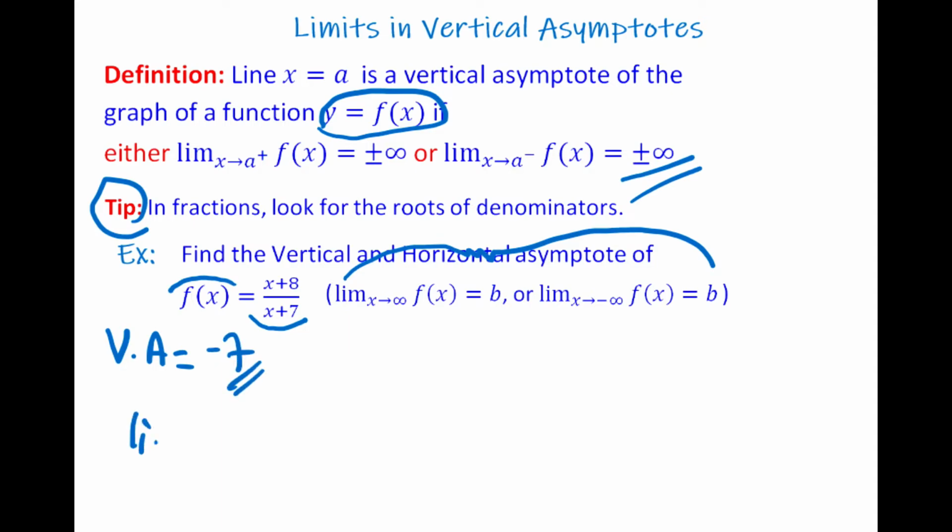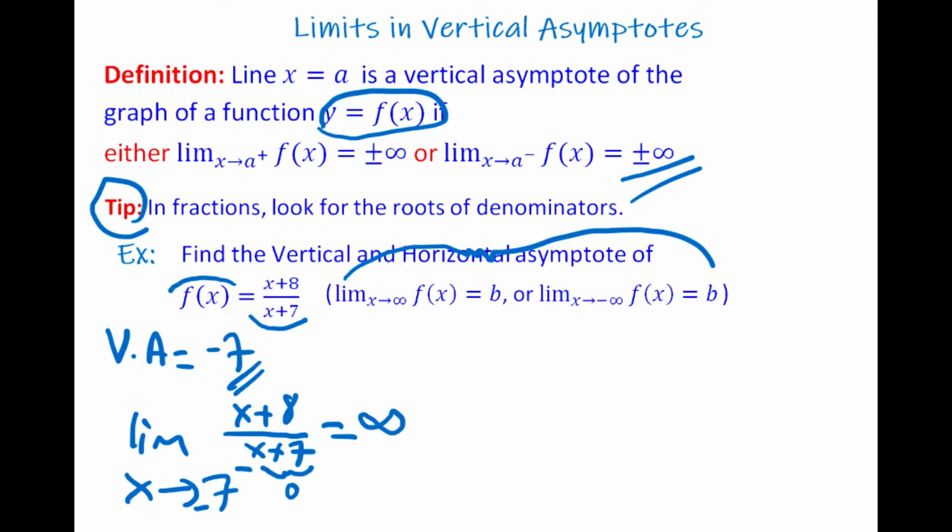Why? Because the limit when x goes to negative 7 from the left side, x plus 8 divided by x plus 7, is the limit of f of x when x goes to negative 7 from the left side. The denominator is going to be almost 0, but it's like approaching 0 from the left side. So in this case, the limit is going to be negative infinity, guys. If we say when x goes to negative 7 from the right side, that idea is similar to approaching 0 from the right side. And in this case, the limit is going to be positive infinity. In other words, the vertical asymptote is negative 7 in this function.